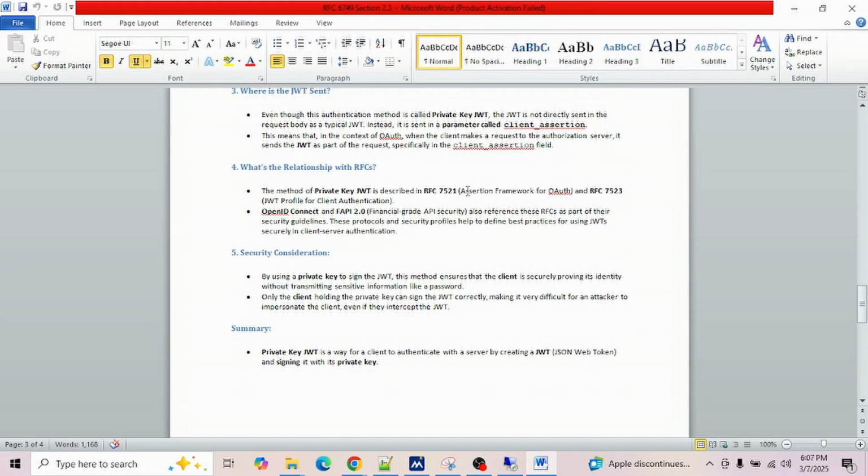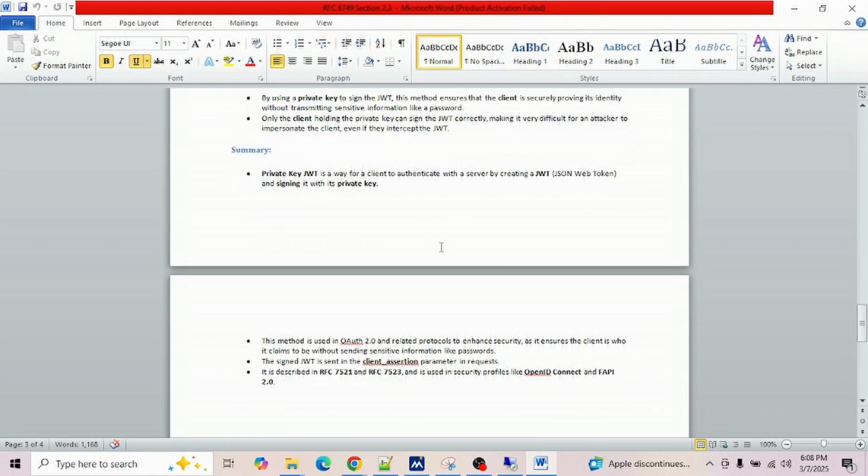Now we have the security concerns. By using a private key to sign the JWT, this method ensures that the client is securely proving its identity without transmitting sensitive information like a password. Only the client holding the private key can sign the JWT correctly, making it very difficult for an attacker to impersonate the client even if they intercept the JWT. Intercepting the JWT is fine, but they cannot sign it, because the private key is only held by the client.